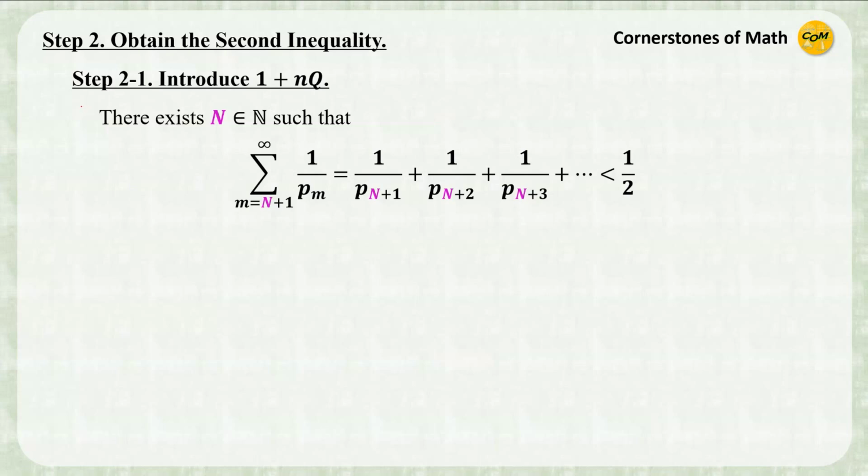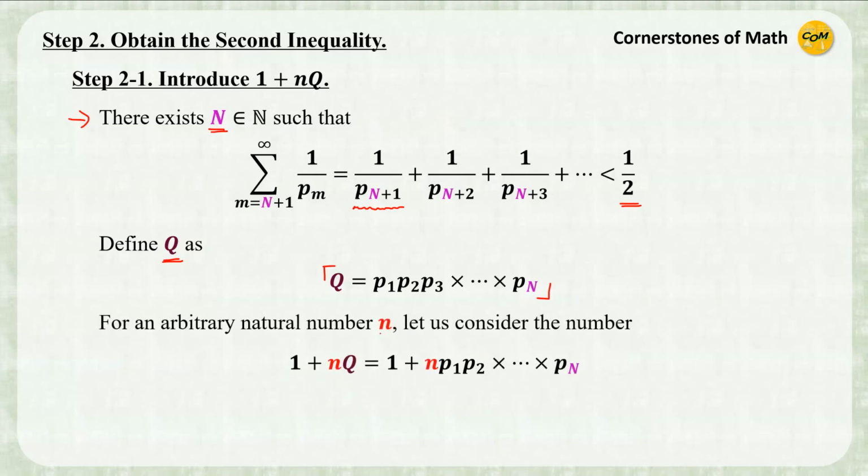In order to do that, let us go back to this step where we have defined the natural number capital N. Capital N is defined in a way that if we add up the reciprocals of primes starting from 1 over p of N plus 1, then the entire sum becomes smaller than 1/2. Now, let us introduce the number q, which is defined as the product of all primes from p1 to pN. That is, q is equal to p1 times p2 times p3 times so on, all the way up to p capital N.